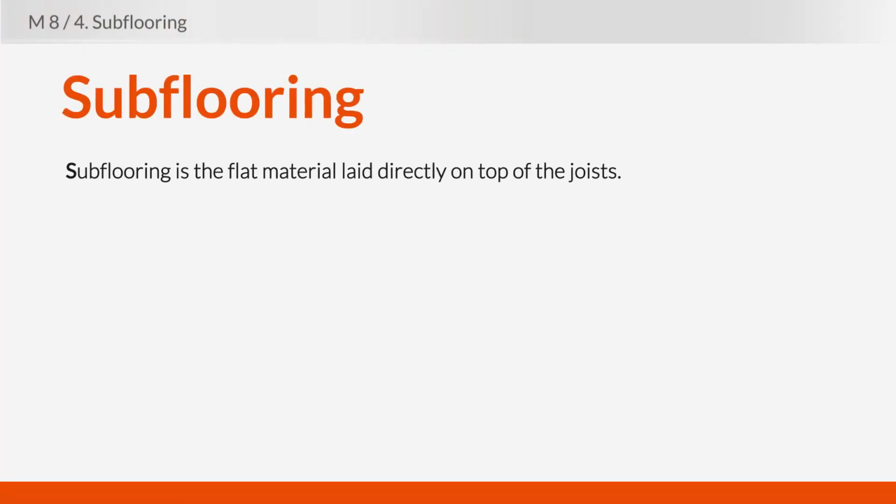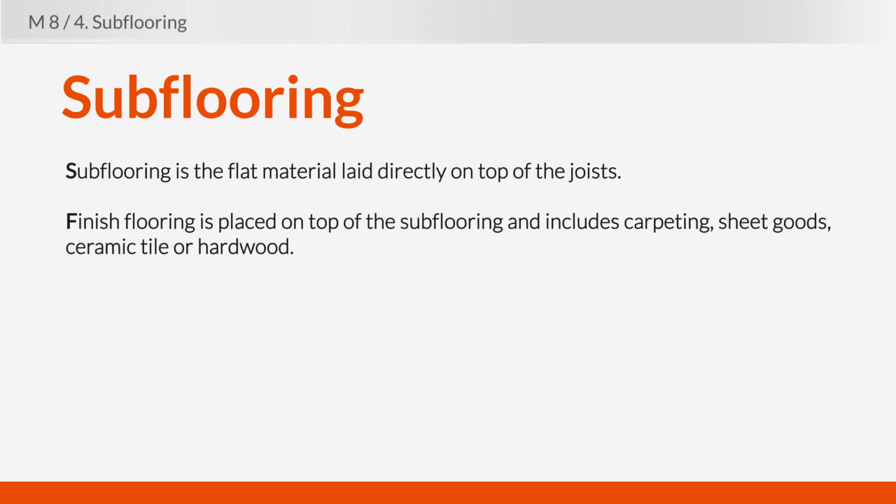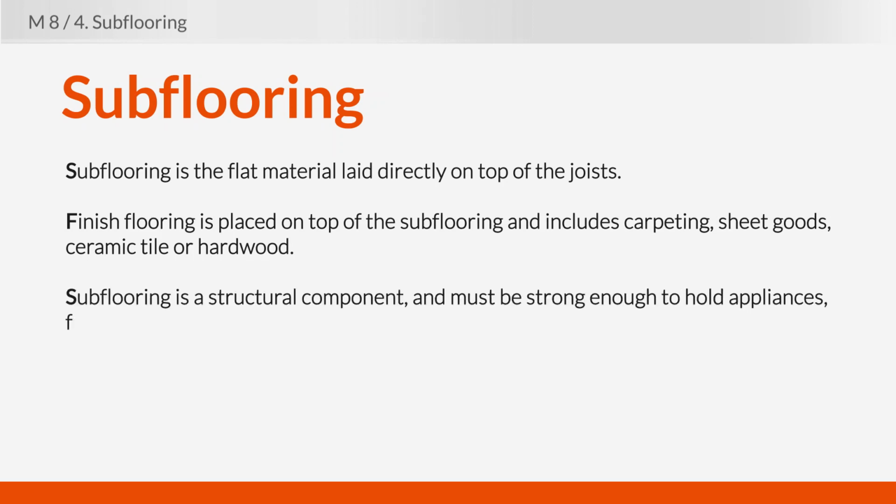Subflooring is a flat material laid directly on top of a joist. Finished flooring is placed on top of the subflooring. That could be carpeting, some kind of sheet good like a vinyl floor or a ceramic tile, or hardwood flooring. Subflooring is a structural component, and it has to be strong enough to hold the weight of appliances, furniture, people, as well as the finished flooring.